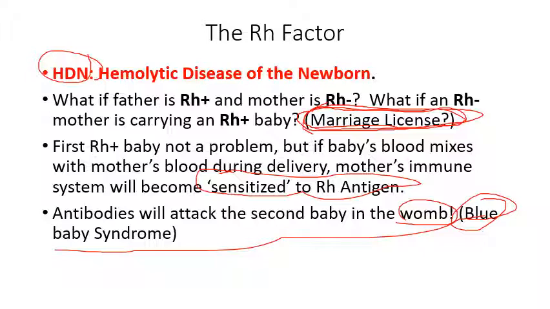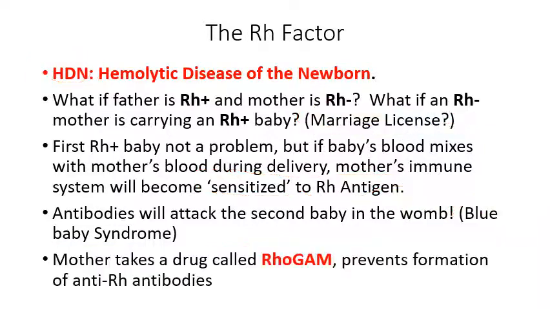So this would be an Rh negative mother's second child with an Rh positive father, second time for an Rh positive baby, and then the baby comes out looking blue because the mother's immune system has destroyed the baby's blood. And so when the blood is poor in oxygen, it makes you appear a little bit blue.